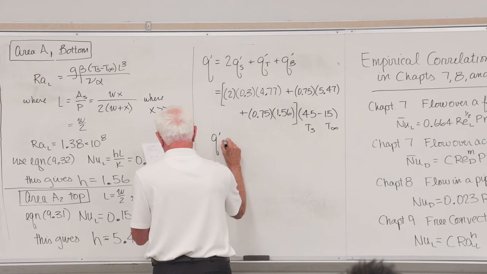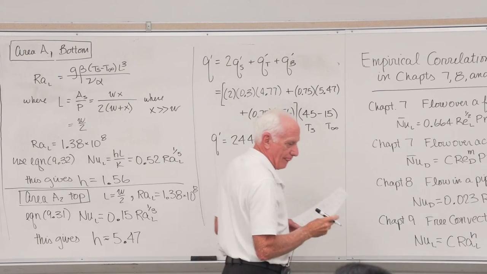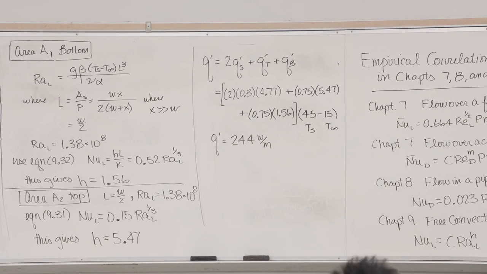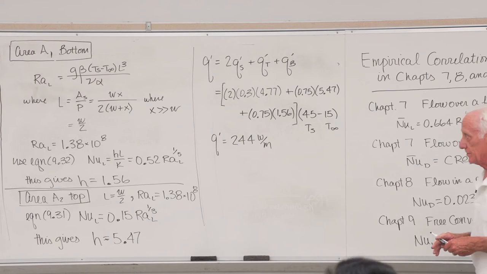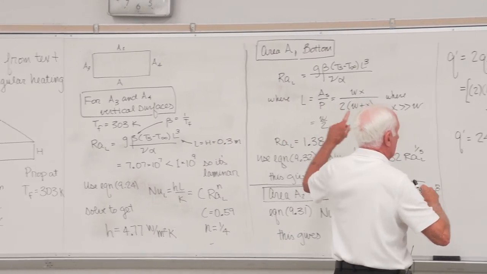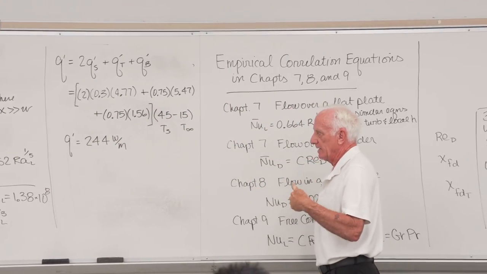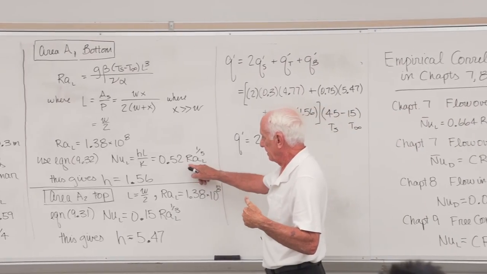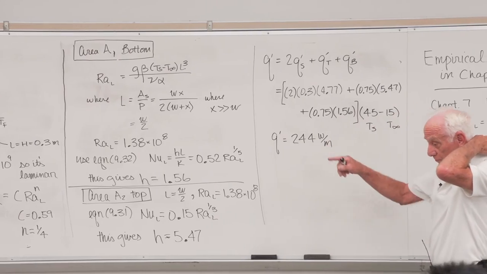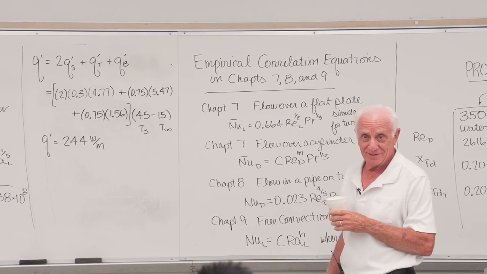So Q prime comes out to be 244 watts per meter. Okay, so that covered three equations. Vertical surfaces, got it. Horizontal surfaces, heated, got it. Top surface, one equation. Bottom surface, other equation. That example problem is a good one because it covers all of those possibilities. Any questions on that then?